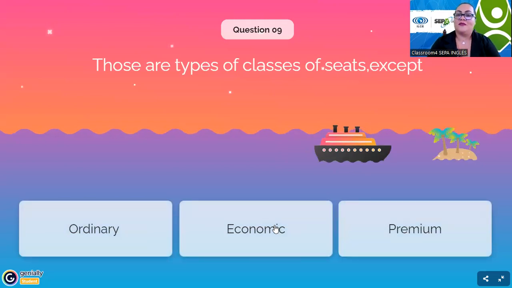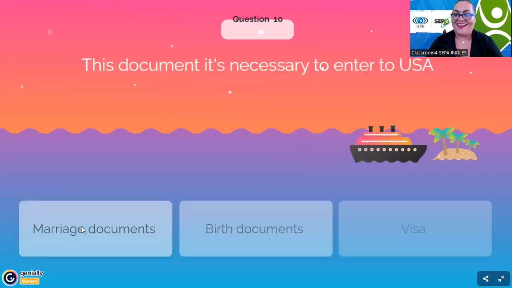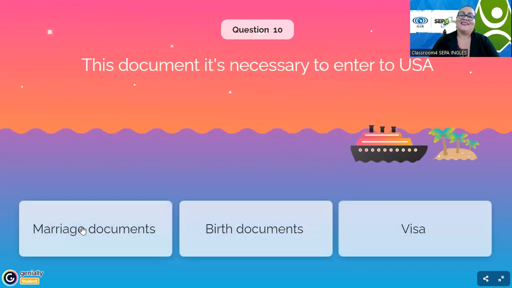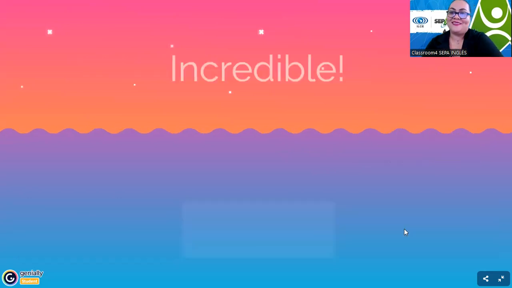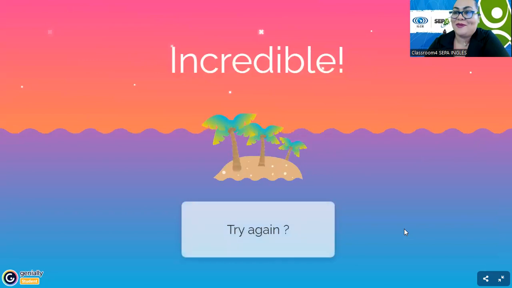Those are types of classes of seats except ordinary, economic, or premium. Do you remember? I think it is ordinary. Yeah, that's correct. This document is necessary to enter the USA: marriage documents, birth documents, or visa? Of course, this is the answer, a visa. Incredible, try again.